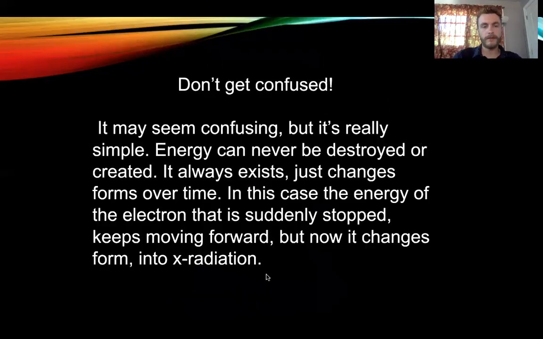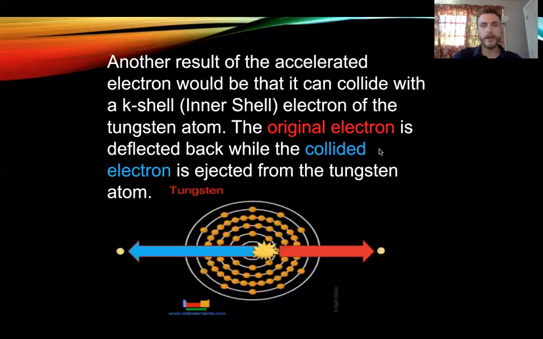So don't get too confused here. Seems confusing at first, but it's simple. Energy can never be destroyed or created. It always exists. It just changes forms over time. So in this case, the energy of the electron that suddenly stops keeps moving forward. And like we said, it changes form to X-rays. So that was Bremsstrahlung.